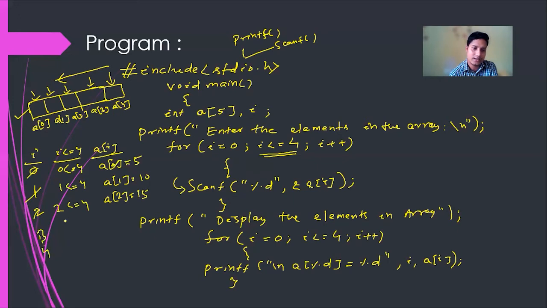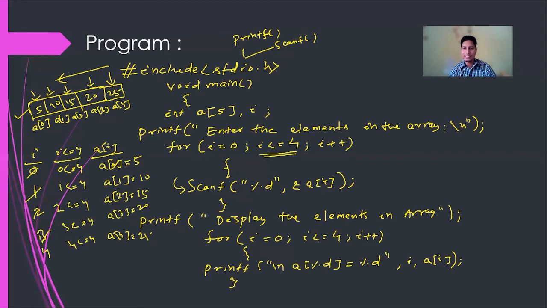Suppose 3 is less than or equal to 4. So a of 3 is equal to 20. Next, the I value will be incremented to 4. So 4 is less than or equal to 4. A of 4 is equal to, suppose, 25. So the 5 elements are 5, 10, 15, 20, and 25.